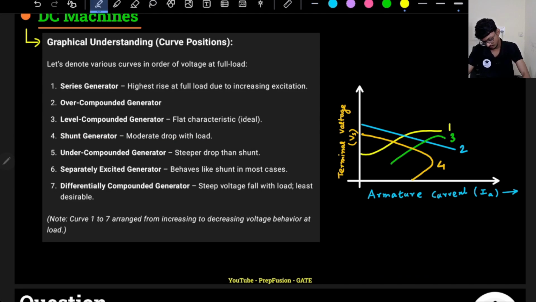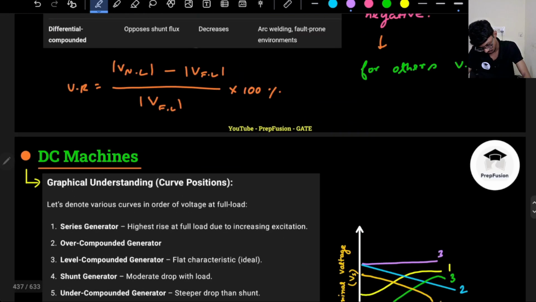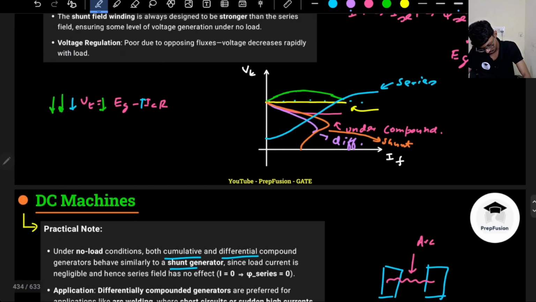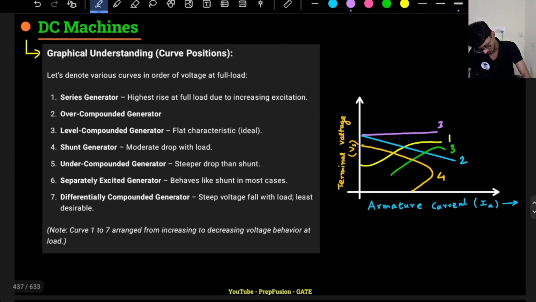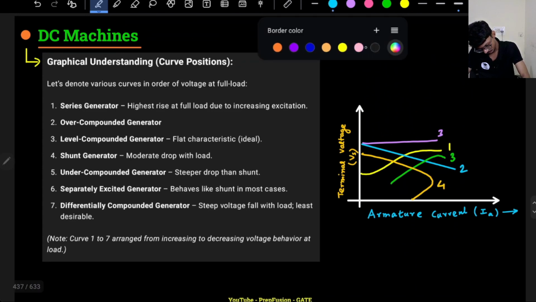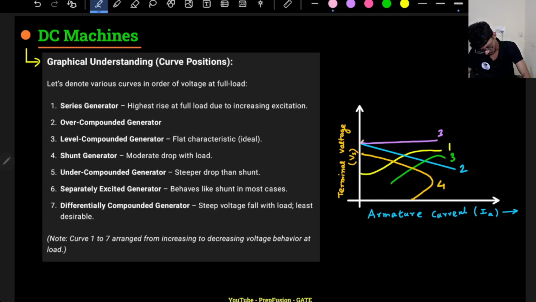Level compound will be somewhat like this, just a straight line. Then we have shunt, which we have already done. Over compound will be the top one, and this will be the under compound. Over compound is correct, series generator is correct.